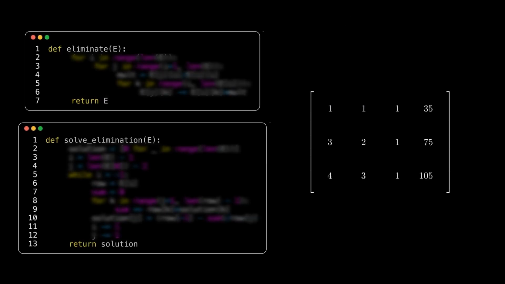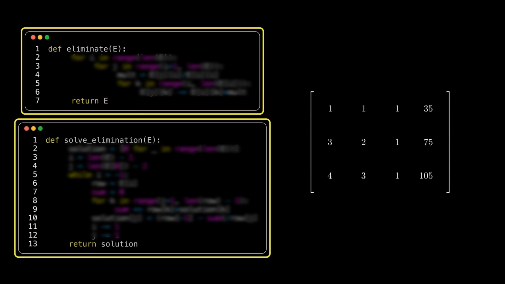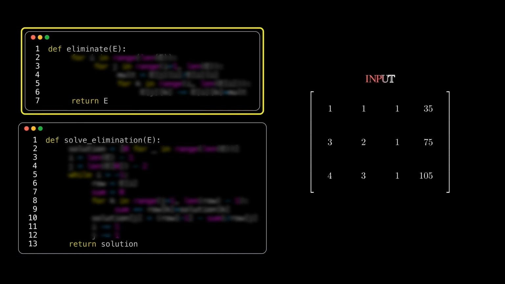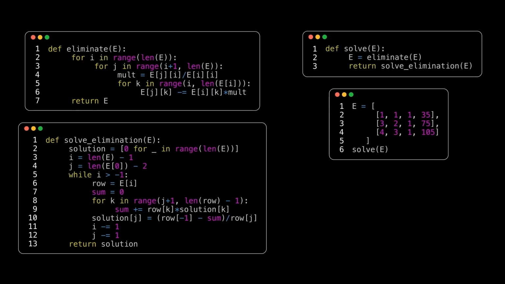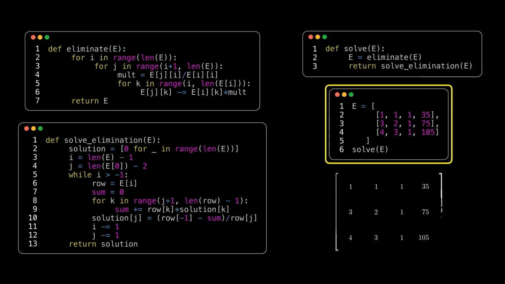First, we broke down the process into two main steps. The eliminate function eliminates variables from top to bottom, simplifying the equations one by one. Then, the solve elimination function works from the bottom up, calculating each variable's value using back substitution. Finally, the solve function ties it all together, eliminating, substituting, and giving us the solutions.